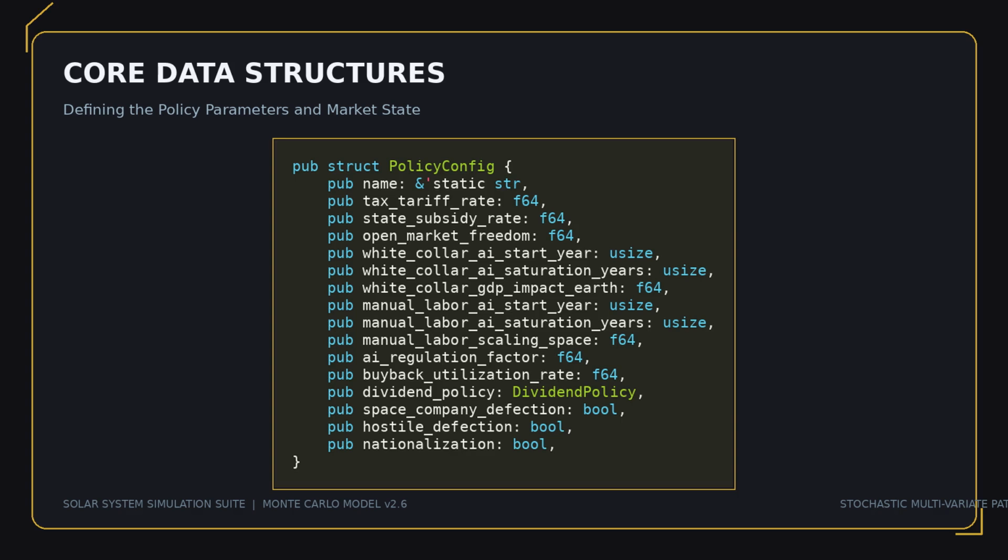In Rust, we represent this using two main data structures, PolicyConfig and MarketState. PolicyConfig holds the active governance parameters, such as tax and tariff rates, state-subsidized R&D rates, and AI adoption timelines. MarketState tracks our running 5-decade simulation, storing variables like planetary GDP, corporate liquidity on Earth, and stock valuations of the primary space conglomerates SpaceX, Rocket Lab, and Lunar Outpost. These structs form the robust, static foundation of our system dynamics modeling.